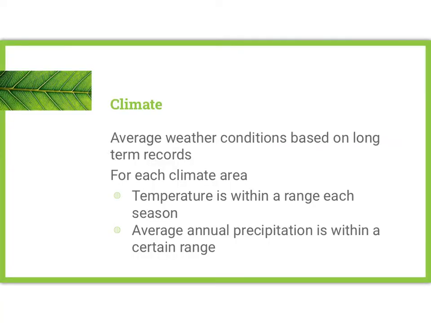Climate is the average weather conditions based on long-term records. For each climate area, temperature is within a range each season. Okay, so it's not an exact number. And the average annual precipitation is within a certain range. So remember, precipitation isn't just rain, it could also be snow falling.